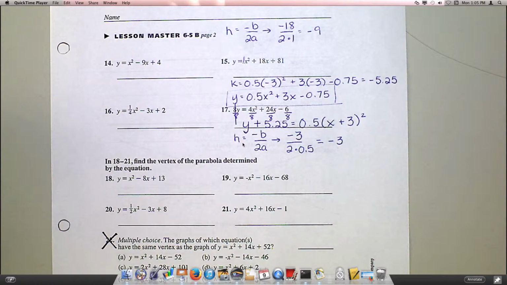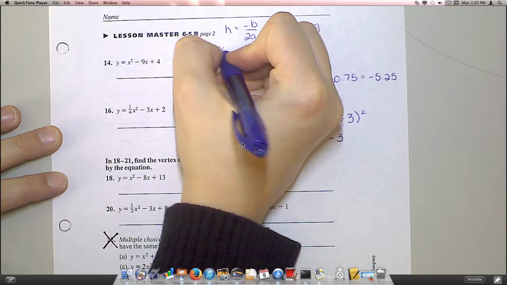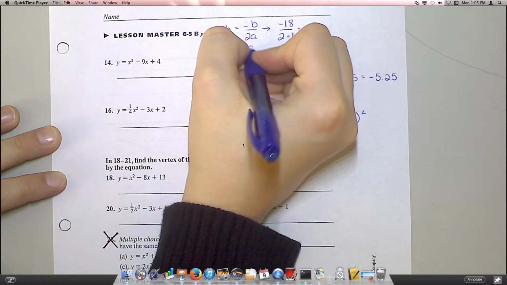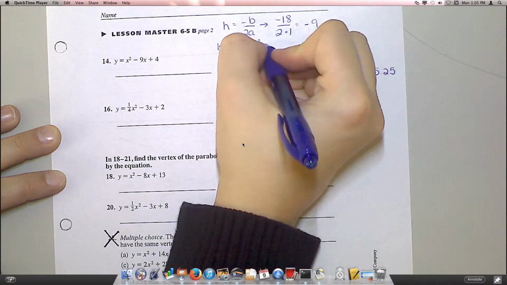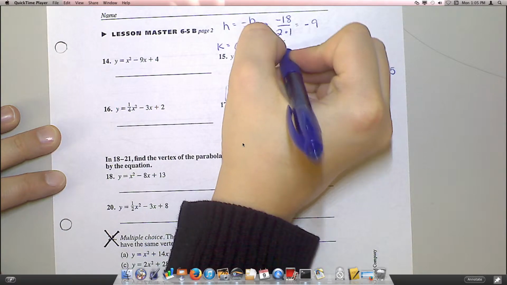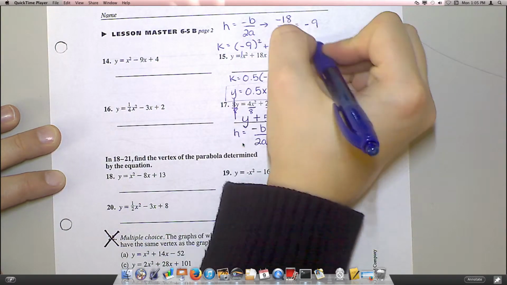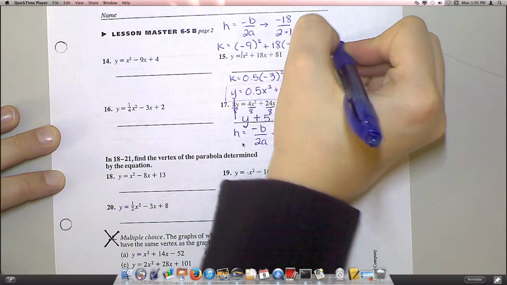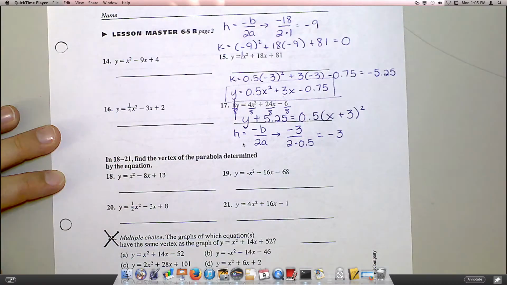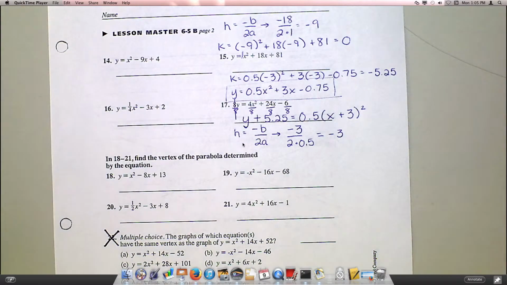And then I'm going to plug that negative 9 in. And of course, I'm not going to forget what? Parentheses when I plug it in. So k is negative 9 squared plus 18 times negative 9 plus 81. Do you get 0? I got 0. Okay. Yeah, 0 is correct.